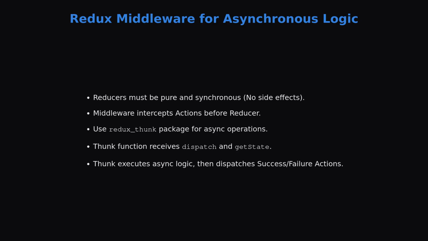A thunk is a function that is dispatched to the store instead of a standard action. This thunk function receives both the dispatch function and the getState function as arguments. The thunk executes the asynchronous operation, and upon completion, it dispatches subsequent success or failure actions to update the state. Middleware functions are passed as a list directly into the store constructor during the application initialization phase.